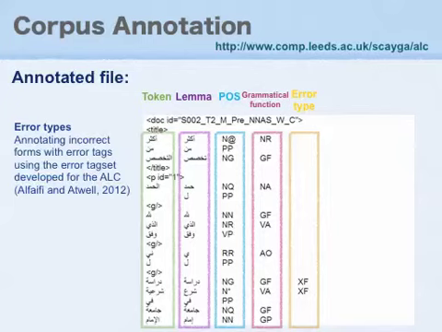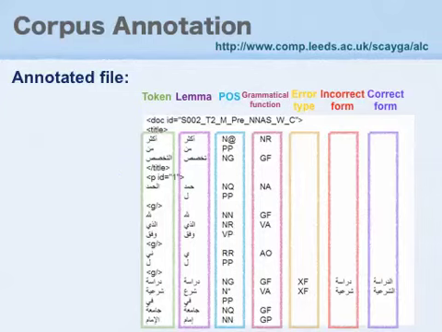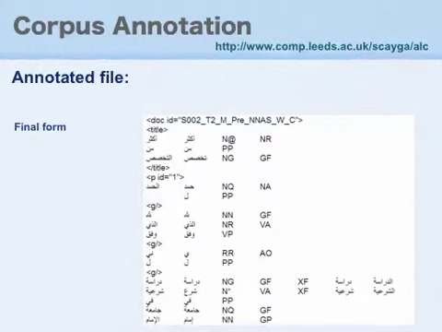With tagging error, the incorrect form and the correct one are put after the error tag because sometimes the error covers more than one token. So the final form of the annotated file will be like this.